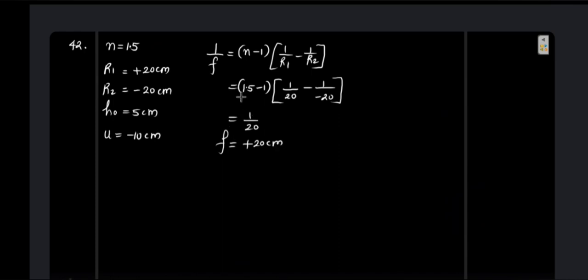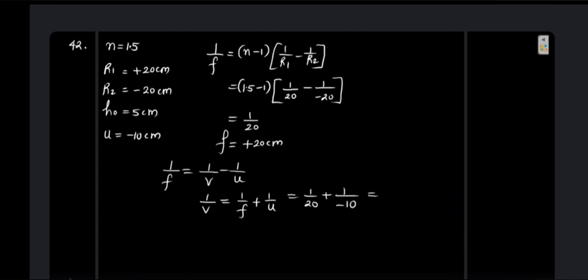Now use this focal length, use this object distance and put it in the thin lens formula. So 1 upon f is equal to 1 upon v minus 1 upon u. So 1 upon v from here is going to be equal to 1 upon f plus 1 upon u. So 1 upon 20 plus 1 upon minus 10. That is 1 upon 20 minus 1 upon 10, multiplied by 2. This is going to be equal to minus 1 upon 20. So V is going to be minus 20 centimeter.